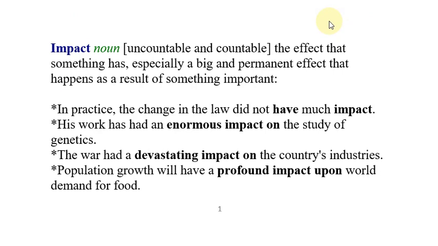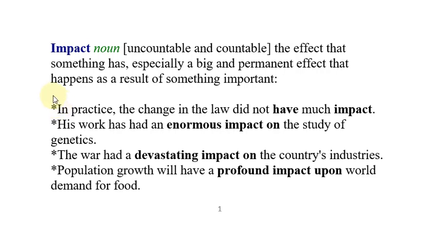The next word is impact. Please pay attention. When this one is a noun, the pronunciation is impact. When it's a verb, the pronunciation is impact. It's on the second syllable. Now, impact as a noun means the effect that something has, especially a big and permanent effect that happens as a result of something important.